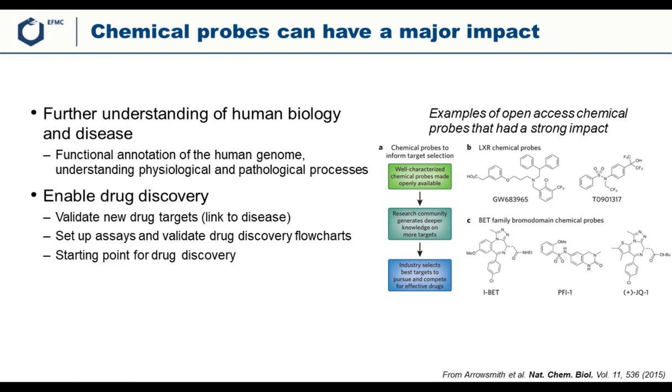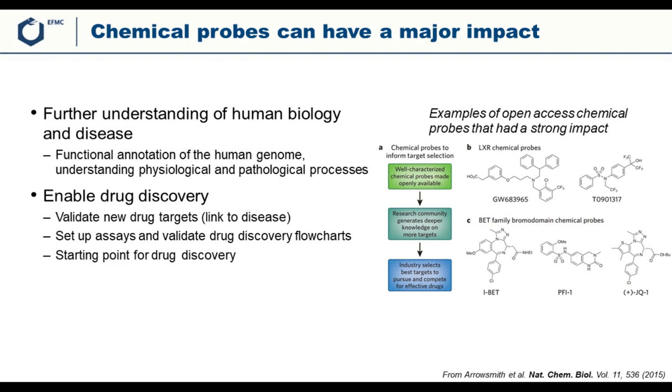And there are many examples of very useful chemical probes. We've selected a couple of examples taken from this review cited on this slide. These are probes for the liver X receptor, as well as the BET family bromodomain. What made these very good chemical probes was, first, that they were well-characterized compounds, and also, importantly, that they were made openly available to the scientific community.